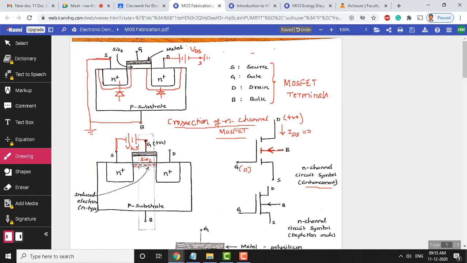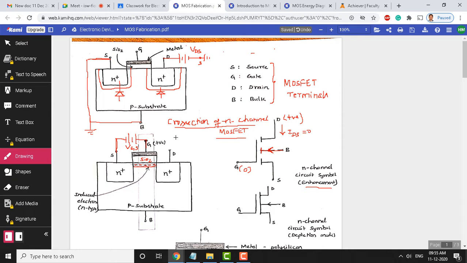This is completely within the substrate layer, and because of the positive voltage applied here, due to the capacitance effect, negative charges will accumulate below the silicon dioxide. These negative charges will be of n type, and therefore there is now continuity between the source region and the drain region.